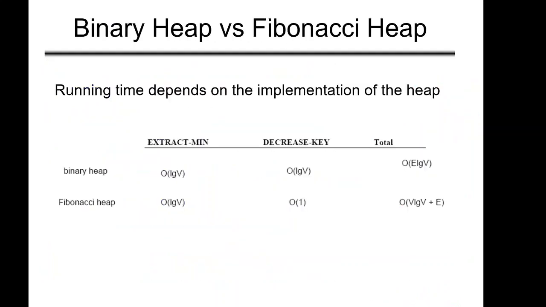Now depending upon how you implement it, there is one more data structure known as the Fibonacci heap, and if you implement this priority queue using a Fibonacci heap, then decrease key will take order 1. And in that case the complexity will become this. But the Fibonacci heap is not in the scope of our course, so I just showed you for the sake of completeness. If you are interested, you can look into it.